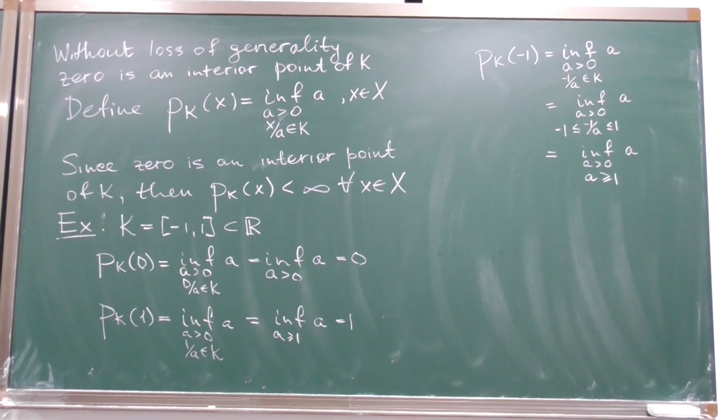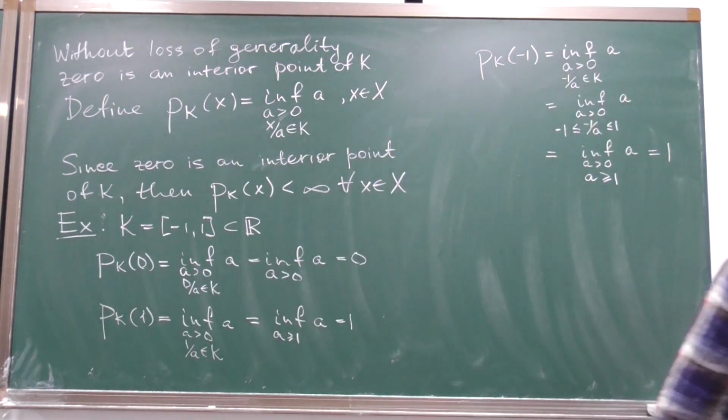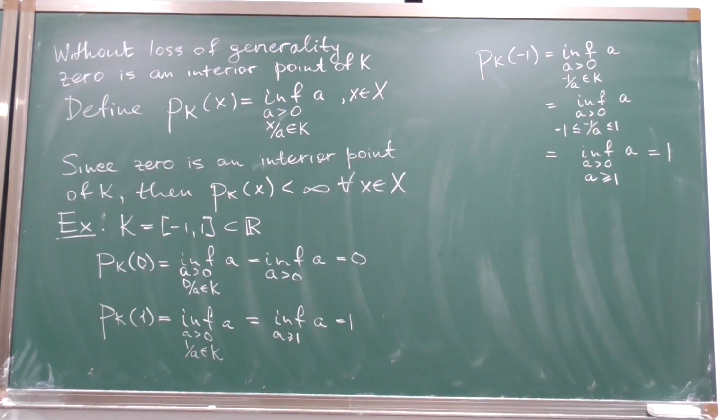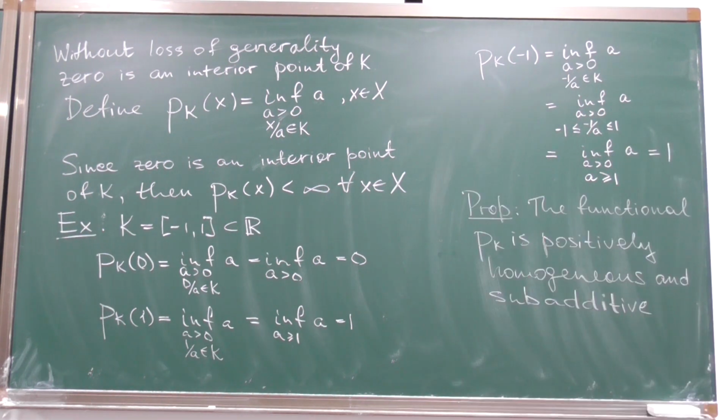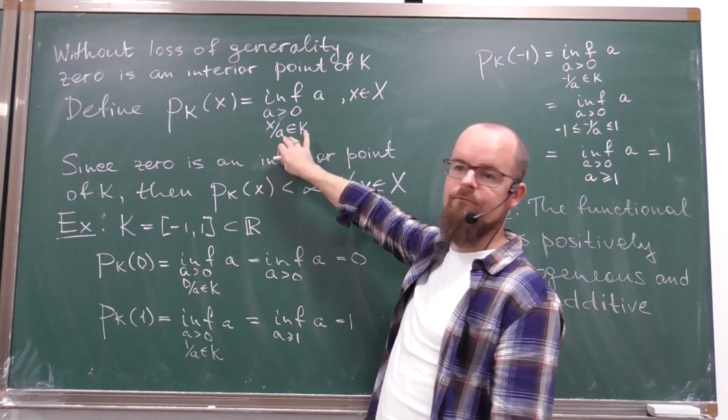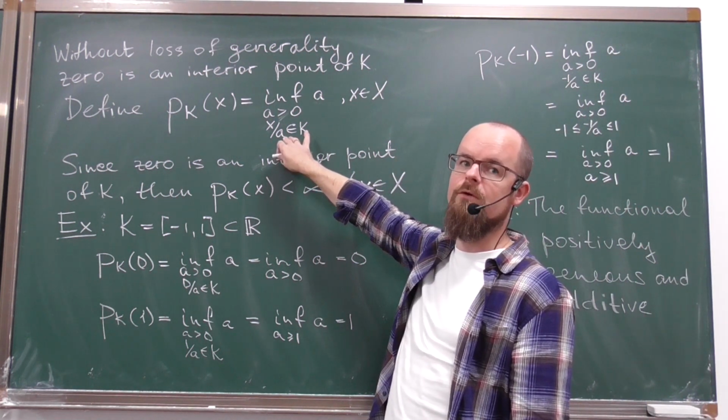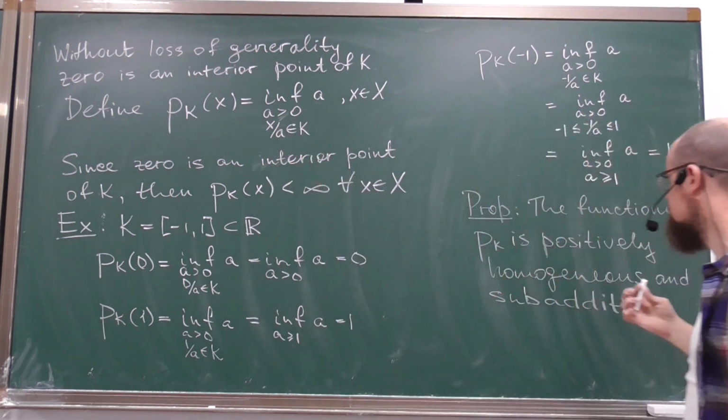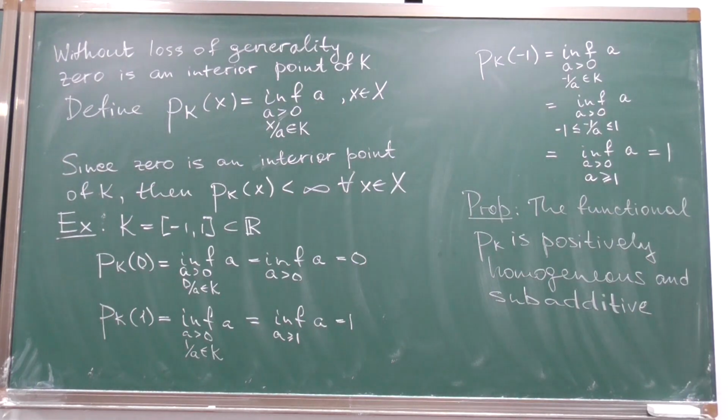Or, so it is 1 as well. And so, this is how it works. This functional p_K, which we define, it turns out that this functional is positively homogeneous and subadditive. So let's prove this. The positive homogeneity follows directly from the definition, from this formula. Let us prove that this functional is subadditive.